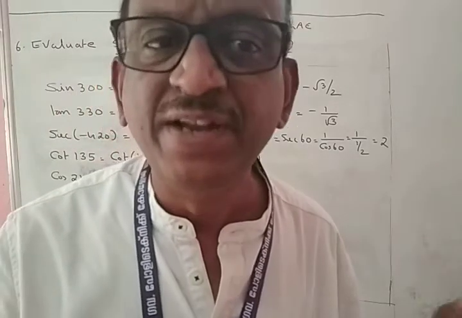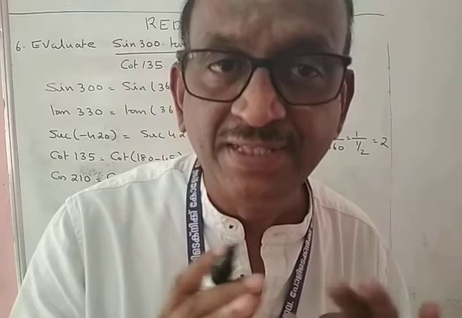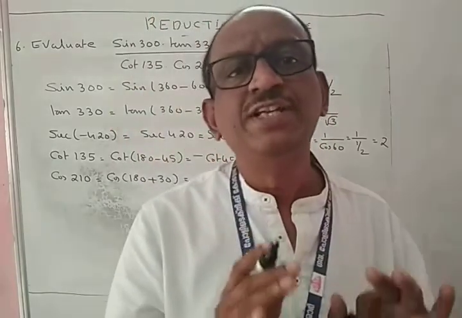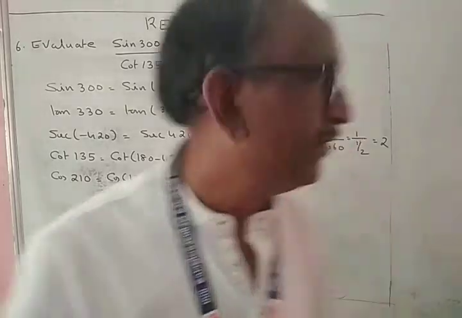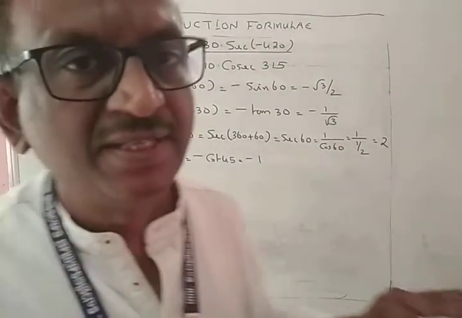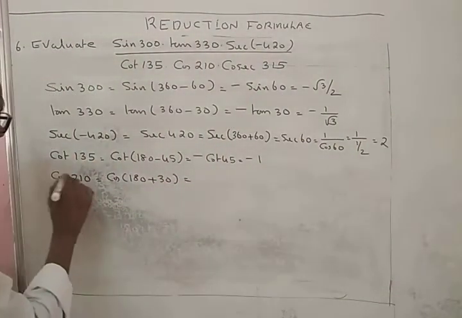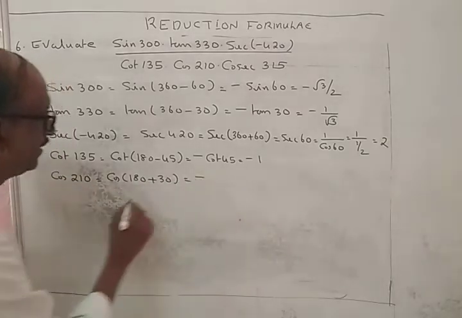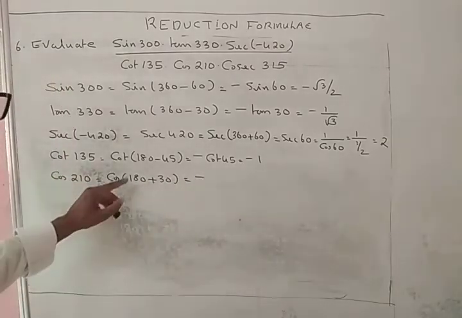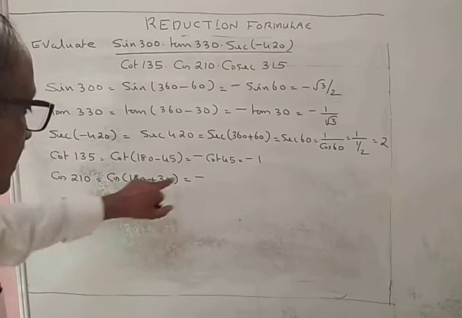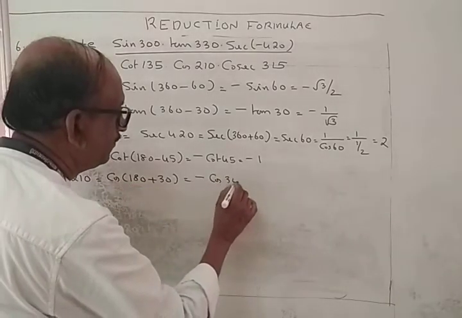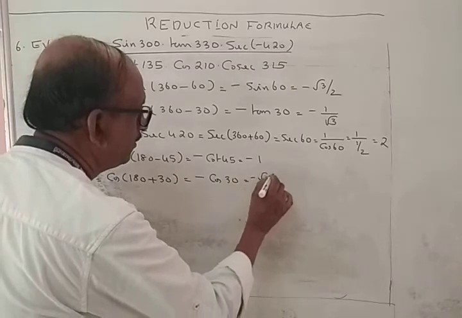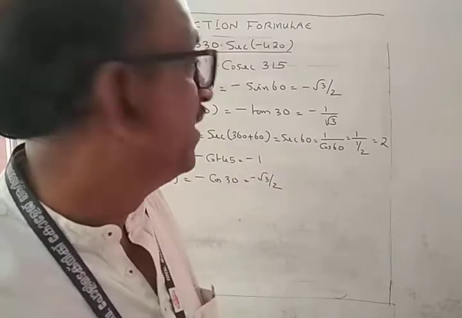Cos 210 is the same as cos 180 plus 30. 180 plus 30 is in the third quadrant. In the third quadrant, sorry, cos is negative. Here it is cos, therefore negative. This angle is 180. Therefore, the answer is cos 30. Cos 30 is root 3 by 2.